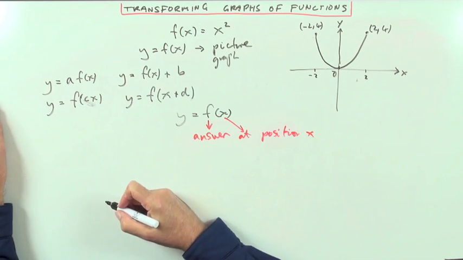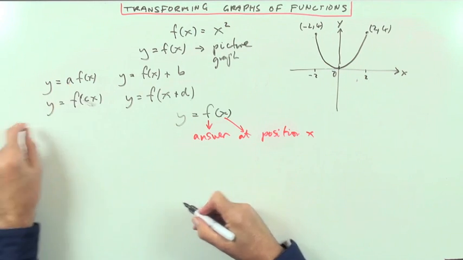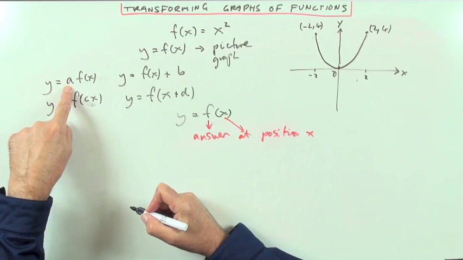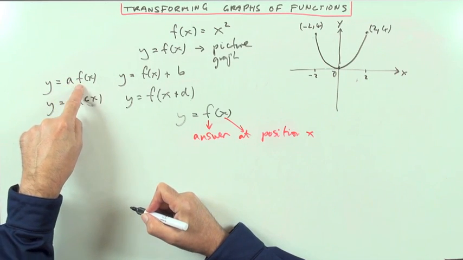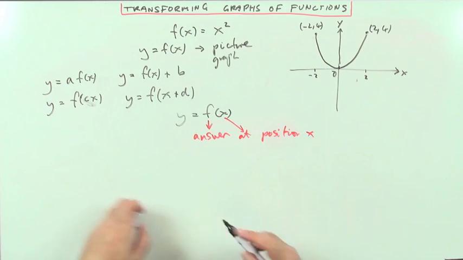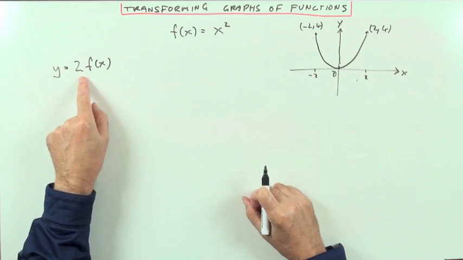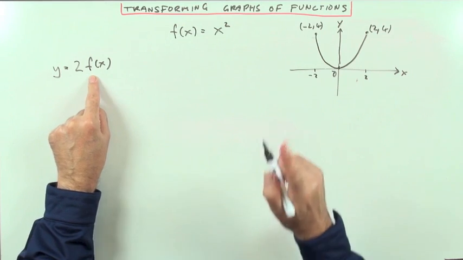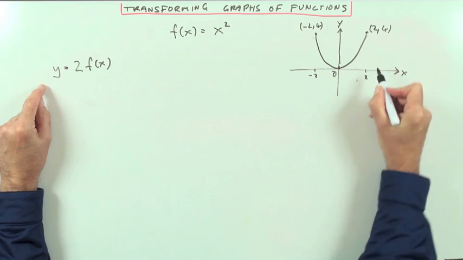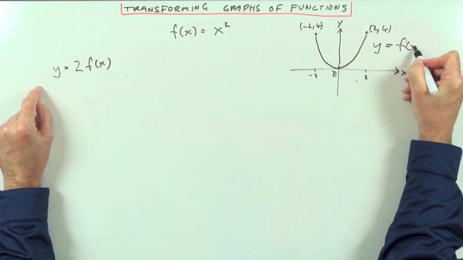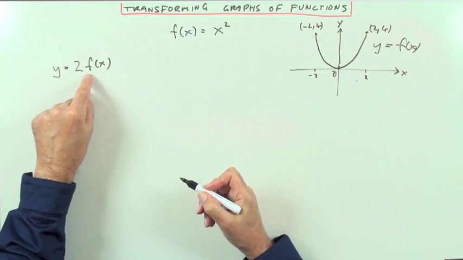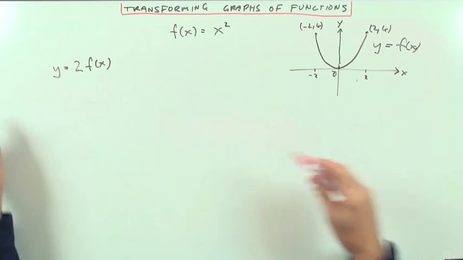So these different parts would mean, and I'll just rattle through them. So y equals a of f of x means I'm going to take my answer and multiply it by a, but keep my answers at the same position x. I'll do a set of them. So y equals 2f of x means the new graph, because it's not the same as the old one, y equals just f of x. The new graph is going to have answers which are twice the old ones. That's an important way to think of it.